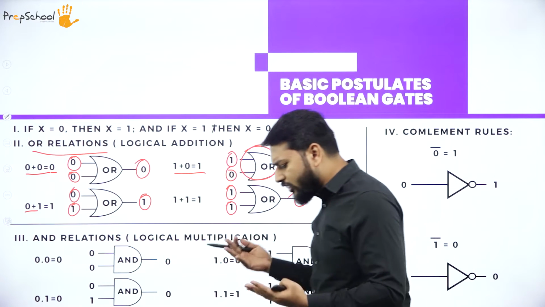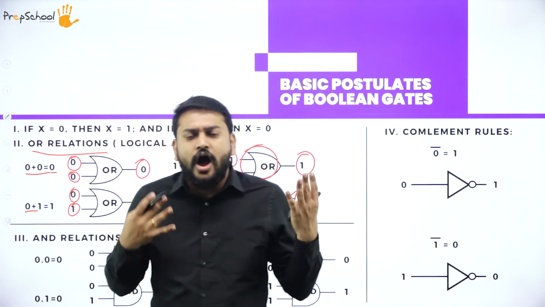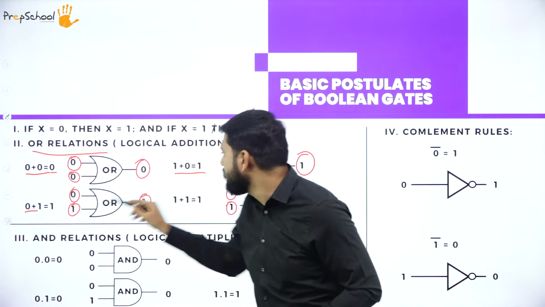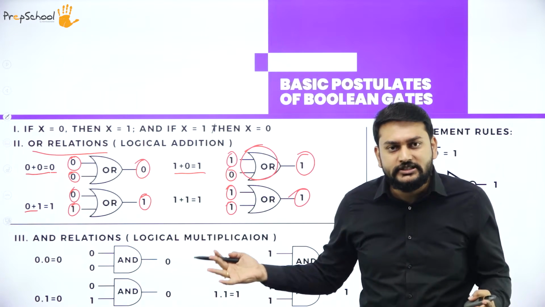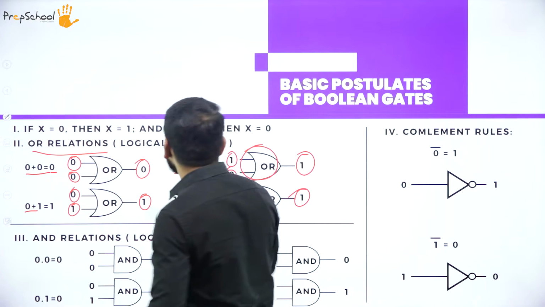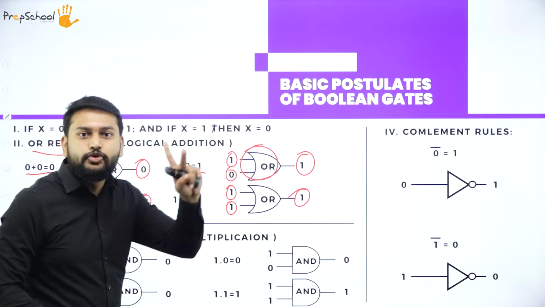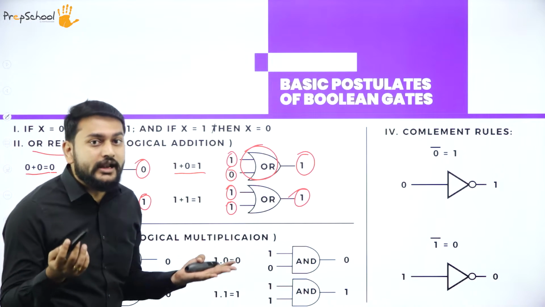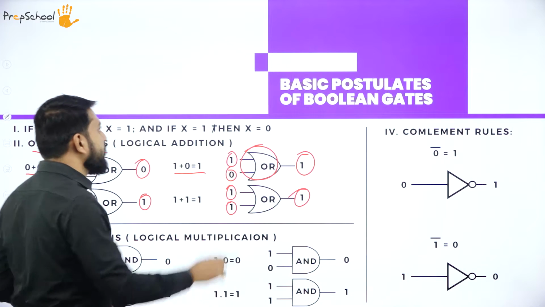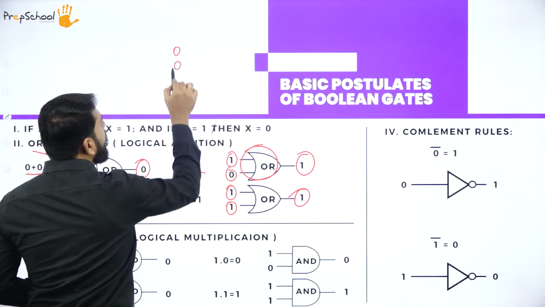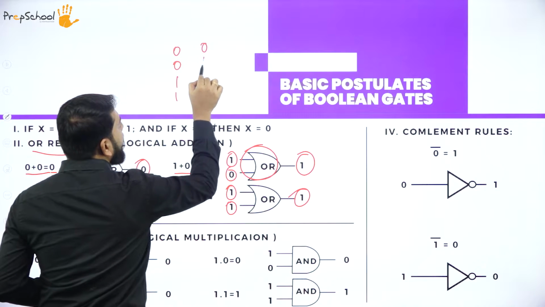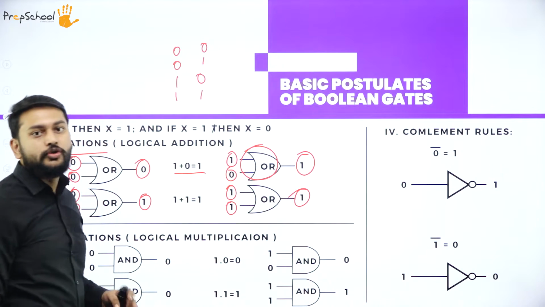Sir, we are not able to understand how you are getting these different combinations of input. How to remember this? It's very simple, my dear students. I have two inputs. When I have two inputs, how do I write the truth table? We have discussed this in the previous session, right? So 0, 0, 1, 1. Then 0, 1, 0, 1. This is what you need to remember.